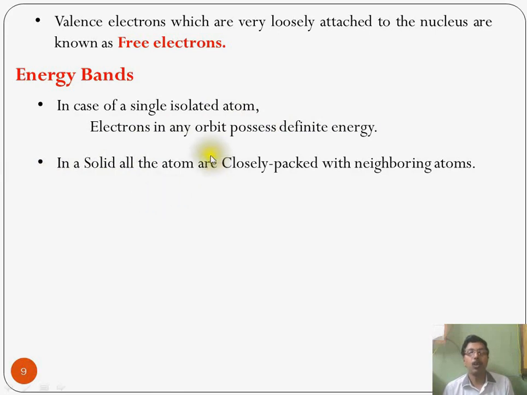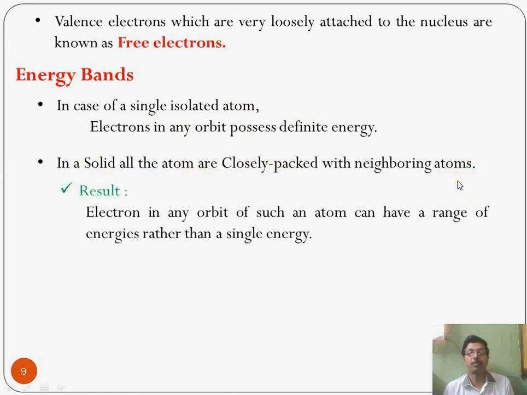Like that, all the atoms are closely packed with nearby atoms. As a result, the electrons present in any orbit have a range of energies rather than a single energy. Such a range of energies can be shown in the form of an energy band diagram. That is called an energy band.